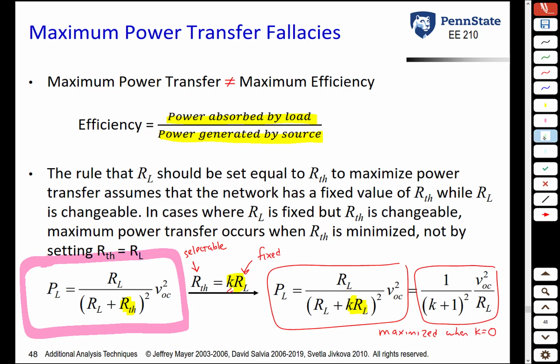So what we see is that if you have a situation where RL is fixed, but you can change R Thevenin, maximum power transfer does not happen when R Thevenin is equal to RL, but it is maximized when R Thevenin is minimized. In other words, in designing a circuit, you want to make R Thevenin as small as possible if you're concerned about maximum power transfer. So once again, the maximum power transfer equation is for situations where you don't have control over R Thevenin, you only have control over RL.